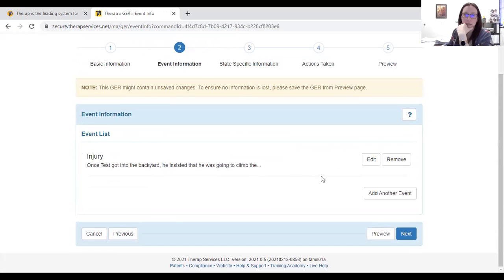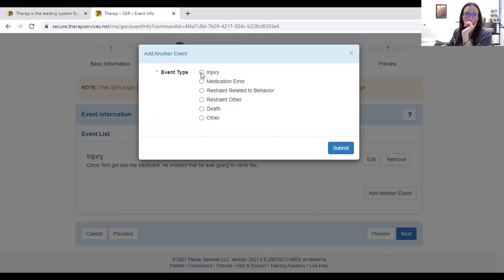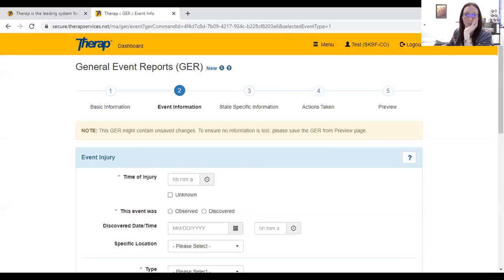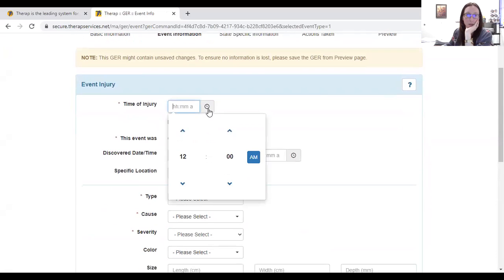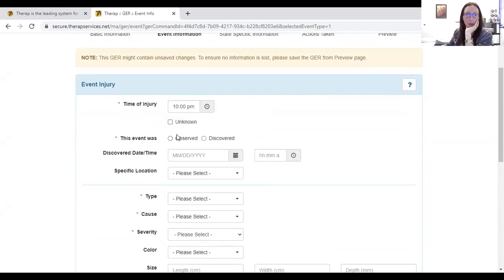All right, so this is where we can add another report. Remember, we were talking about adding the bruises and the scratches, because obviously if you're falling out of a tree and you're breaking two bones, you've got some bruises and scratches. They need to be reported too. So we're going to put another injury in. What I did here is clicked add another event, injury, submit. Okay, time of injury is going to be consistent with what we had before because it all happened at the same time. We observed it.